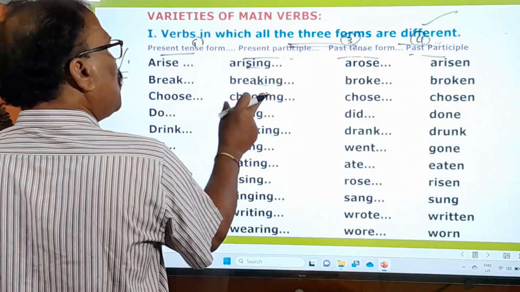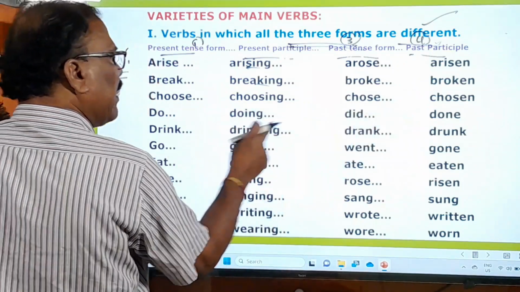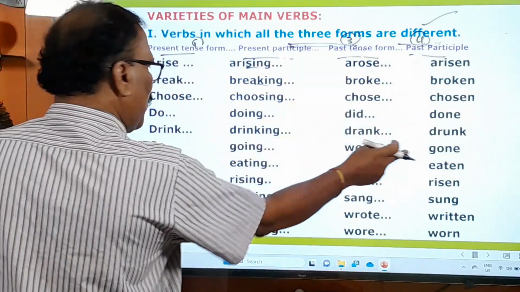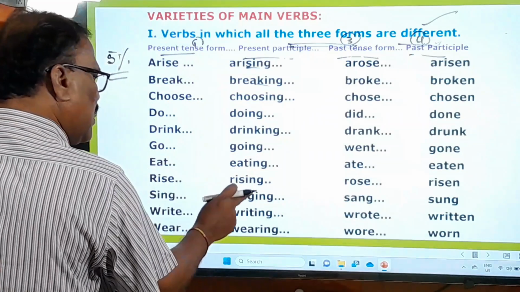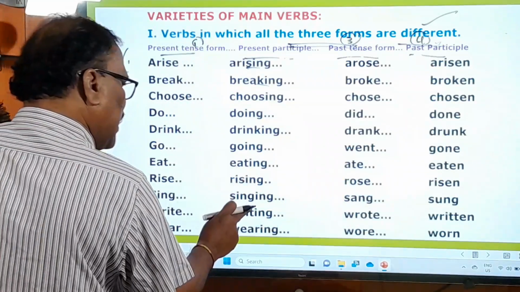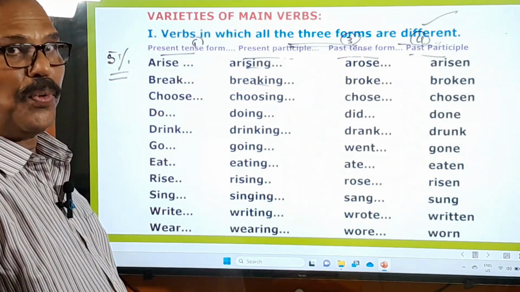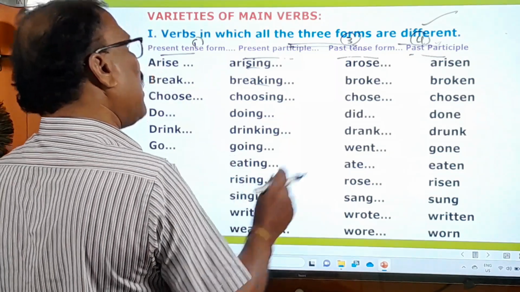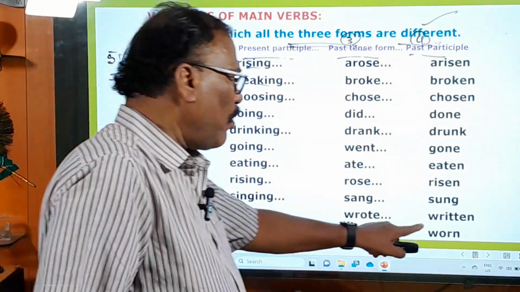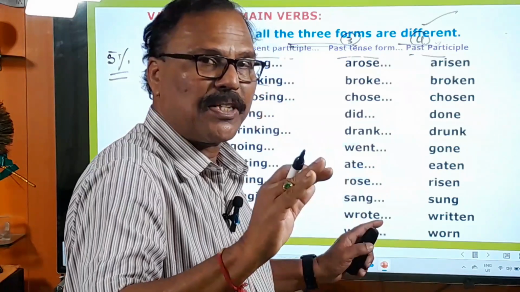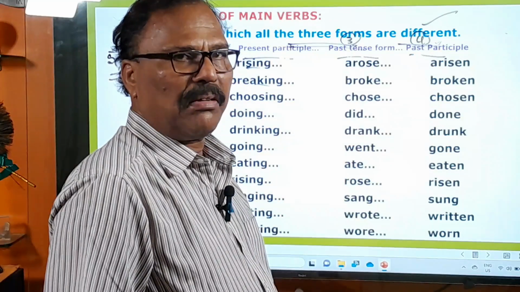And choose, choosing, chose, chosen. Do, doing, did, done. Drink, drinking, drank, drunk. Go, going, went, gone. Eat, eating, ate, eaten. Rise, rising, rose, risen. Sing, singing, sang, sung. Write, writing, wrote, written. Wear, wearing. Wear means dharinchu. When you come to this place, you must add chu to that one. Wear means dharinchu, dharinchenu, or dharinchi. That much. When it is put in the sentence, it gives the full meaning. Okay, we are going to see in the tenses how it works.